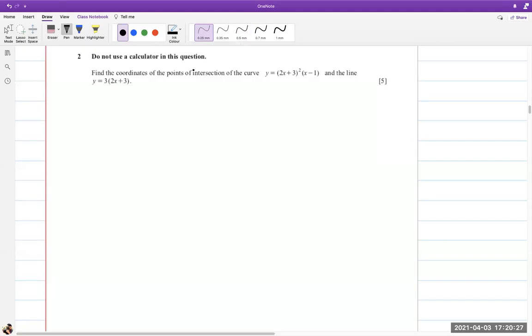All right, so this question is saying find the coordinates of points of intersection of a curve. So this is a cubic curve. How do I know it's a cubic curve? Because there's a square and there's a power 1 part. So when they multiply, it will be power 3. So it's probably a cubic curve like this.